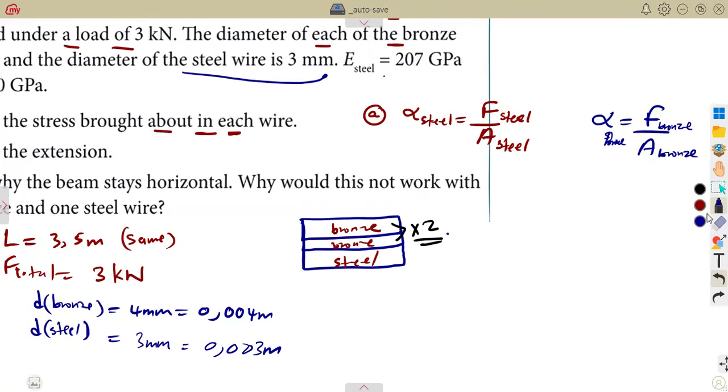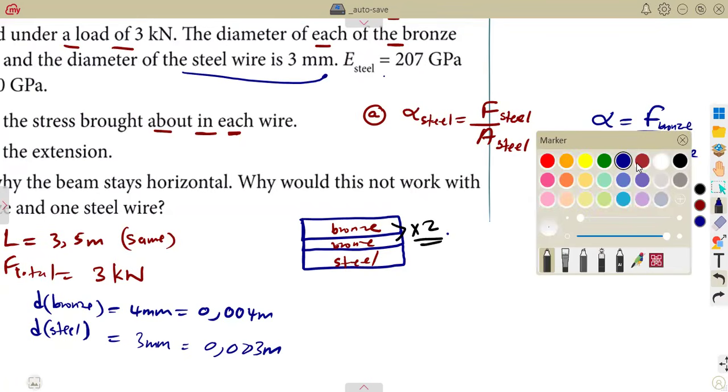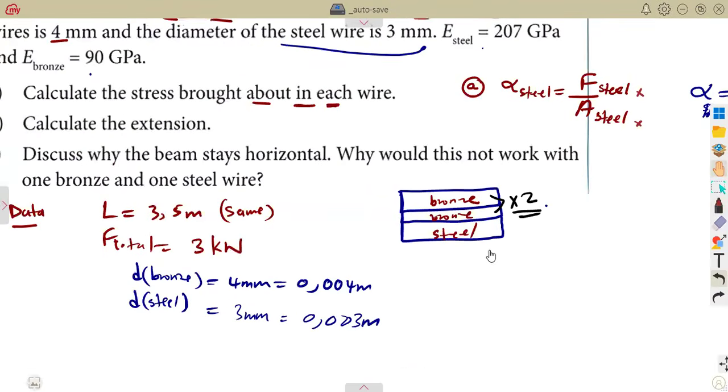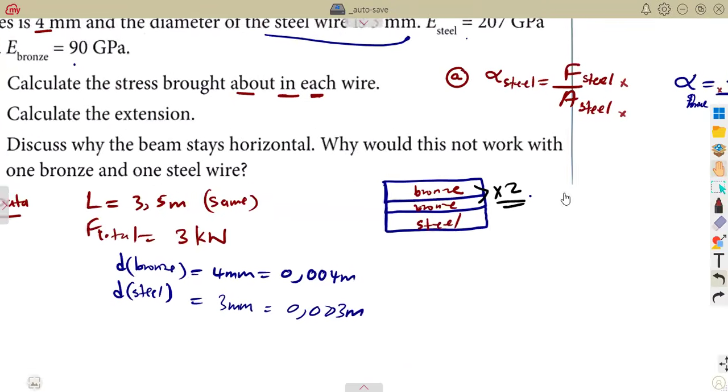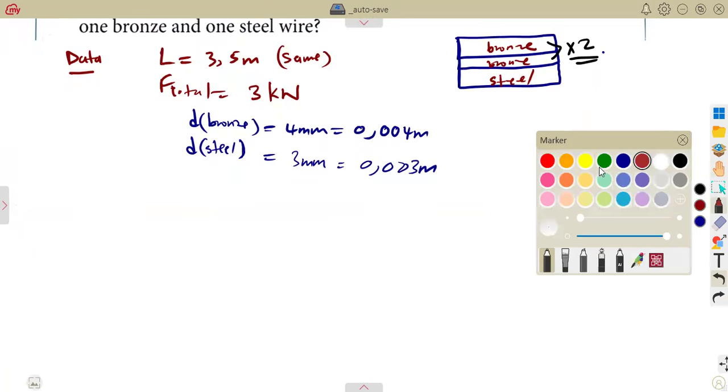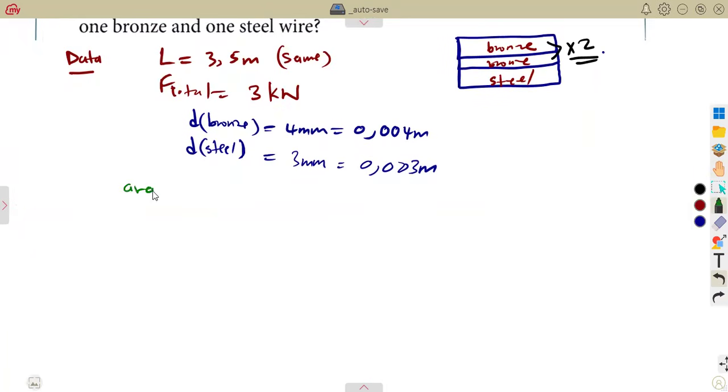So let us consider our areas, because this time the areas are not given, and the forces are also not given. Unlike the previous case where you're given the area, this time you are not. So you need to calculate the area for steel first. Let's talk about areas first, because the diameters are there. So calculating areas, let's start with the bronze.